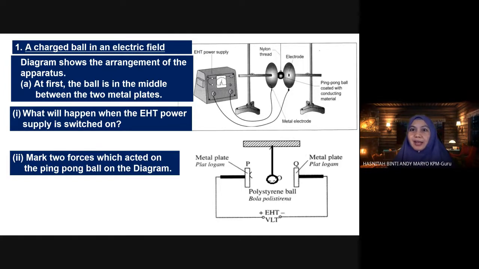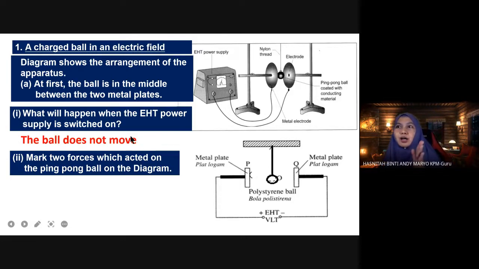Okay, so now it doesn't mention what charge it has. Aluminium foil is a metal, so actually it has both positive and negative charge on it. So as we place the ball in the middle, what do you think will happen when we switch on the power supply? Actually, the ball will remain at rest, or the ball does not move. Okay, why does the ball not move in this situation?